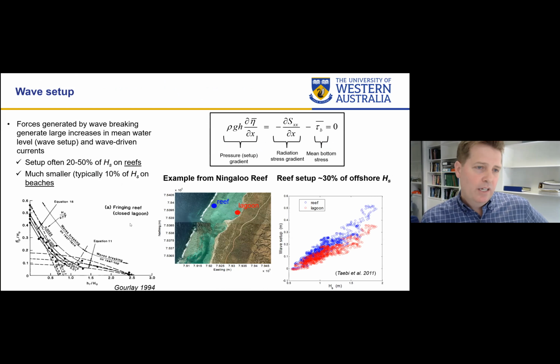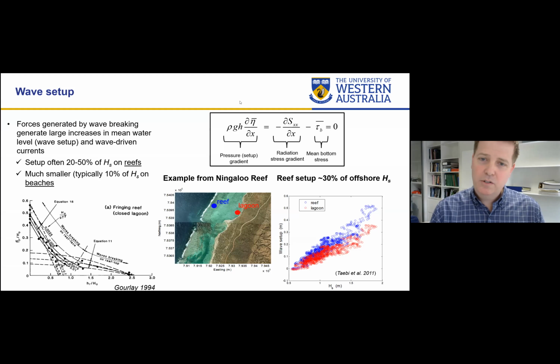This is old work by Gourlay, which summarized experimental measurements. If you look at the y-axis, this is the mean water level wave setup on the reef divided by the offshore wave height. And little h is the depth of the reef divided by the offshore wave height. What we can see is that, particularly for shallow reefs with steep slopes, the whole reef water level can be raised by about a half of the offshore wave height. This is very different than typical beaches, where it's more like order 10%.